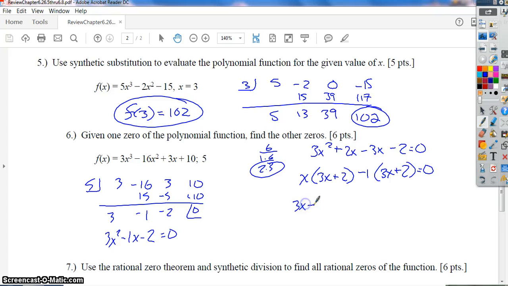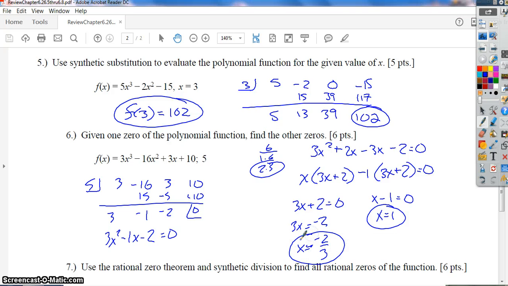So my first factor, 3x plus 2, is equal to 0, and the x minus 1 equals 0. So x is positive 1. This would be 3x equals -2, x is -2/3. So all your zeros would be x equals 5, 1, and -2/3. That would be it.